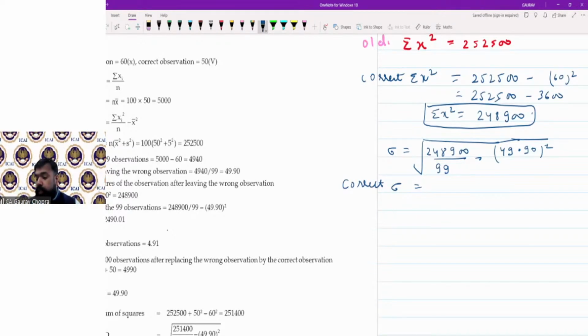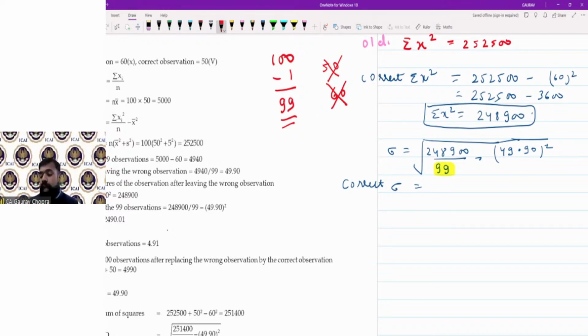So Mehak is asking why we have written 99 here. See, the number of observations has become 99 now. Earlier, there were 100 observations. Out of those 100 observations, there was one observation 50, but in place of 50, we have written 60 by mistake. Now, the question is asking us to remove this wrong value. So if we are removing this one number, how many numbers are left now? Only 99 numbers are left. Therefore, we will divide by 99.